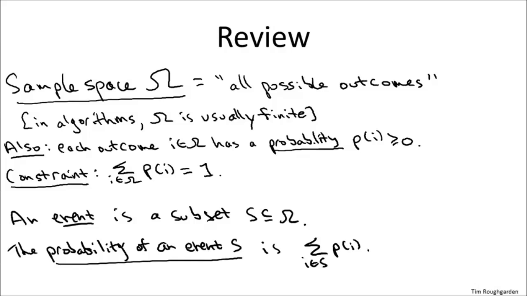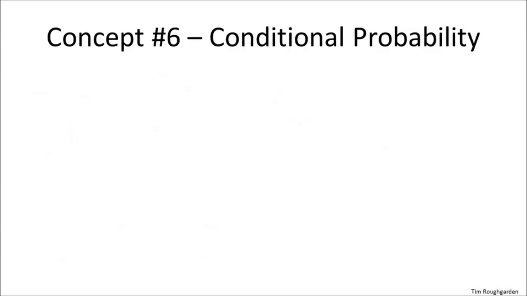And remember that an event is nothing more than a subset of omega. Omega is everything that could possibly happen. S is some subset of things that might happen. And of course the probability of an event is just the probability of all of the outcomes that the event contains. So let's talk about conditional probability.